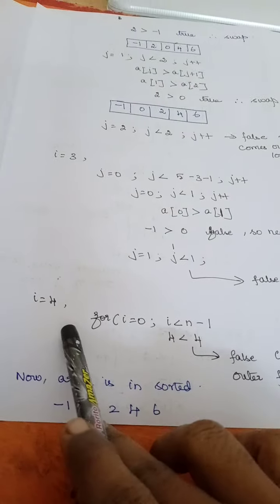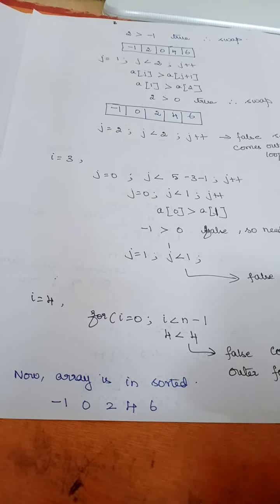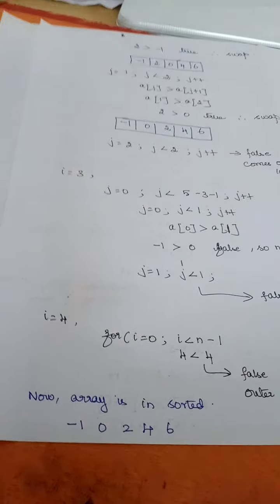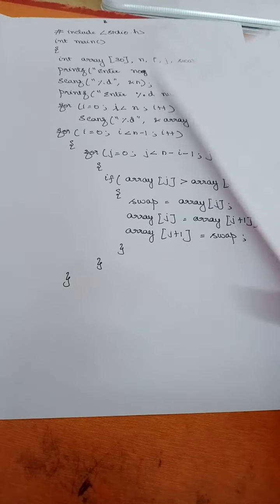So when i is equal to 4, it is going to be 4 less than 4. The condition is false, it will come out. Now the array is going to be in sorted order, right? So this is going to be your bubble sort, right? Now we'll see the program.